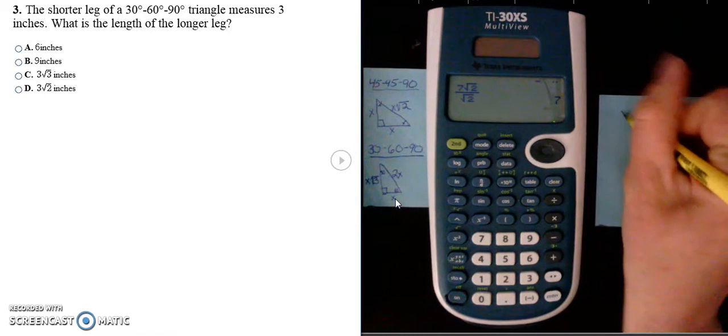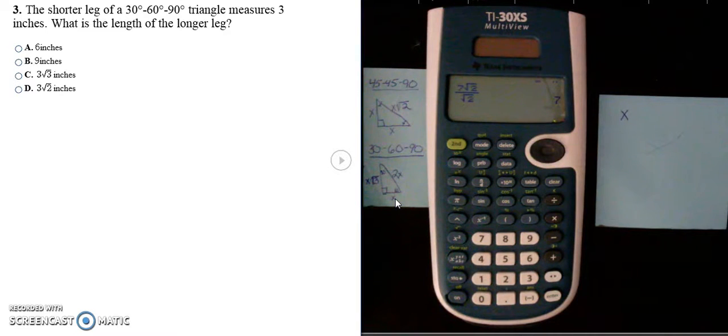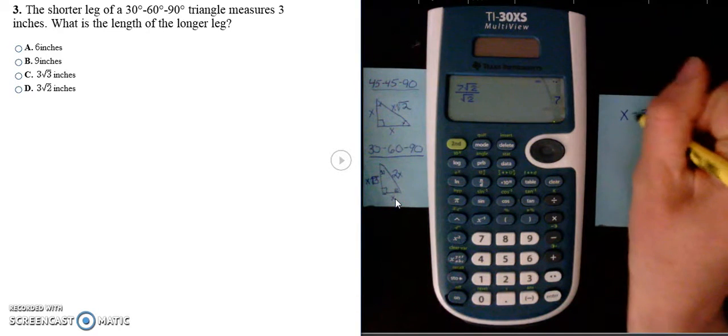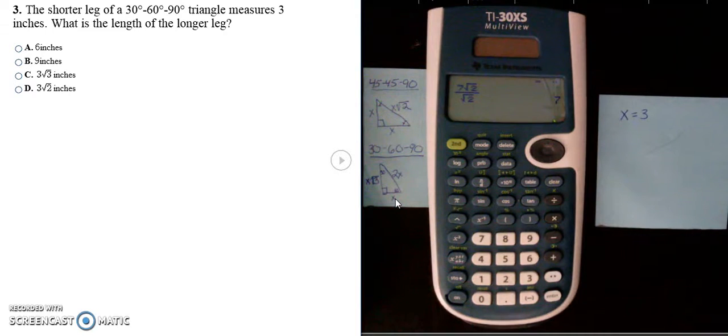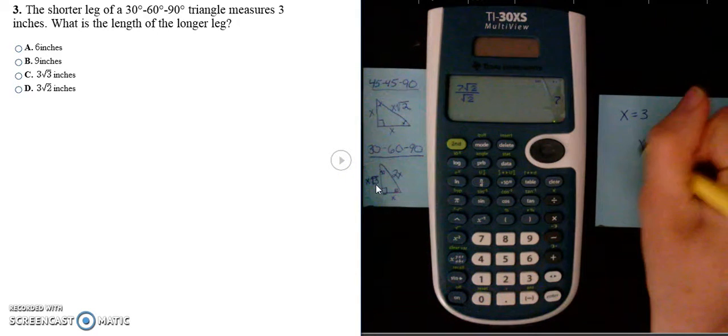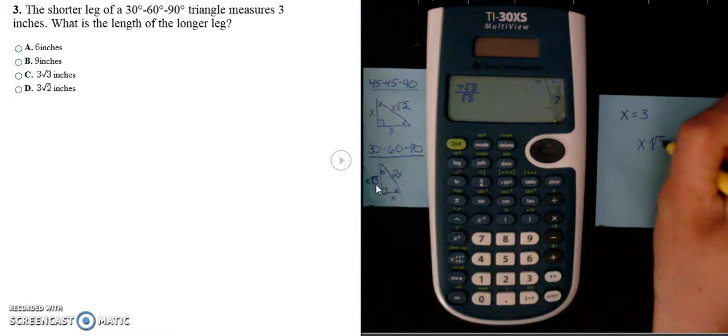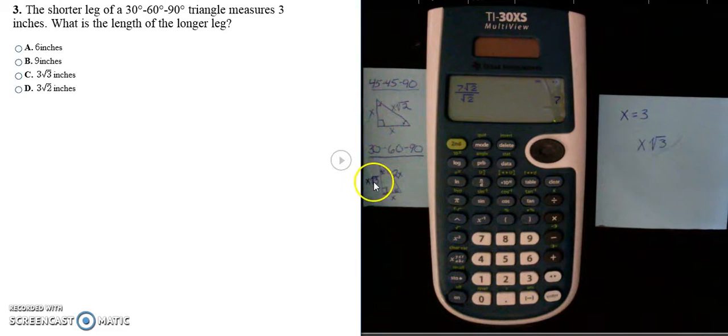So I have x is the short leg on my rule triangle, and it's also 3 in the problem. So here, x is going to equal 3. And it wants to know what is the length of the longer leg. Well, the longer leg in the rule triangle is across from this 60, so that's going to be x square roots of 3. And I got that from my rule triangle.